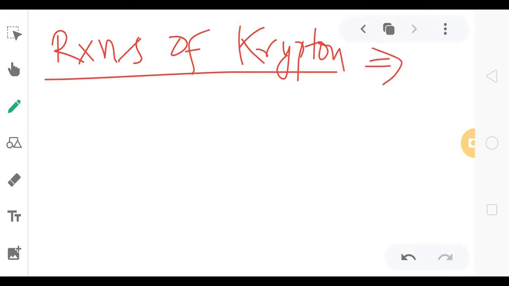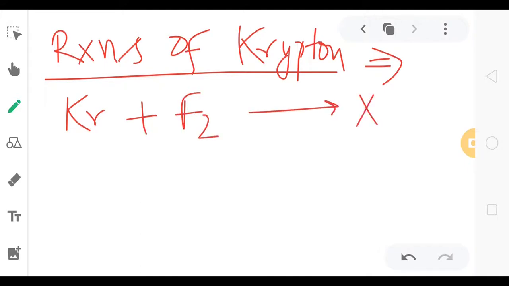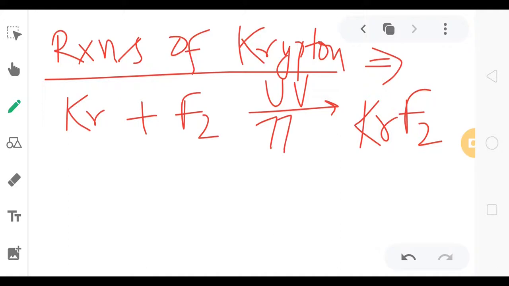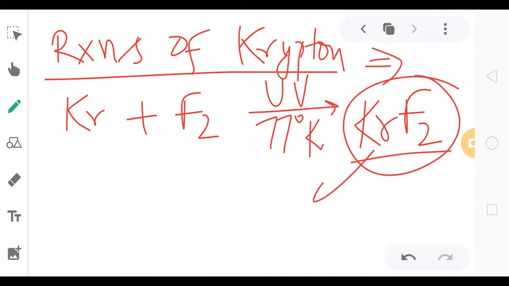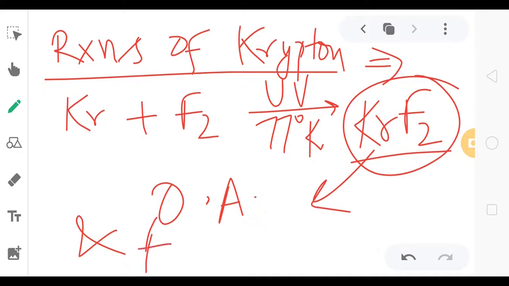Okay, so if you have krypton and you treat it with fluorine, it gives you krypton difluoride, and this reaction occurs in light, or say the UV region, at 77 degrees Kelvin. Okay, so what are its properties? It is a good oxidizing agent and fluorinating agent.